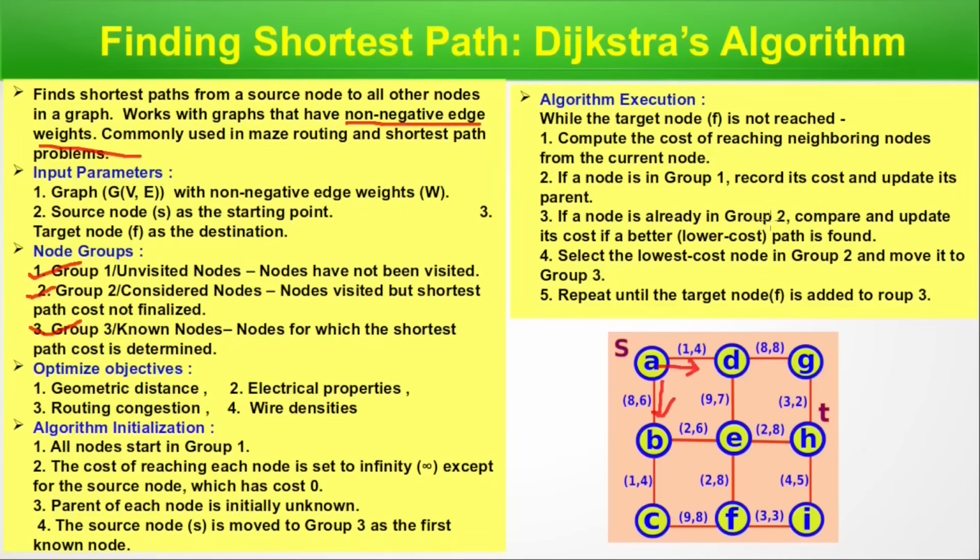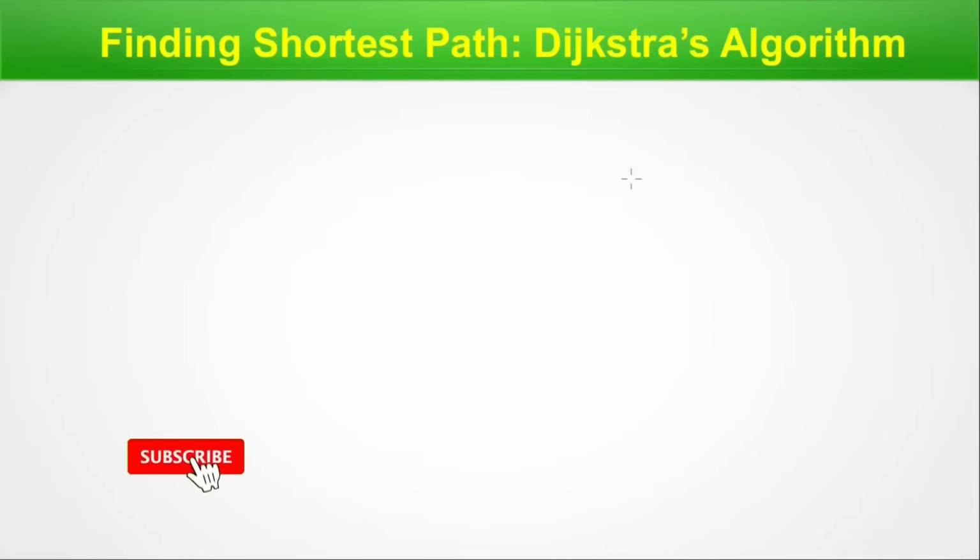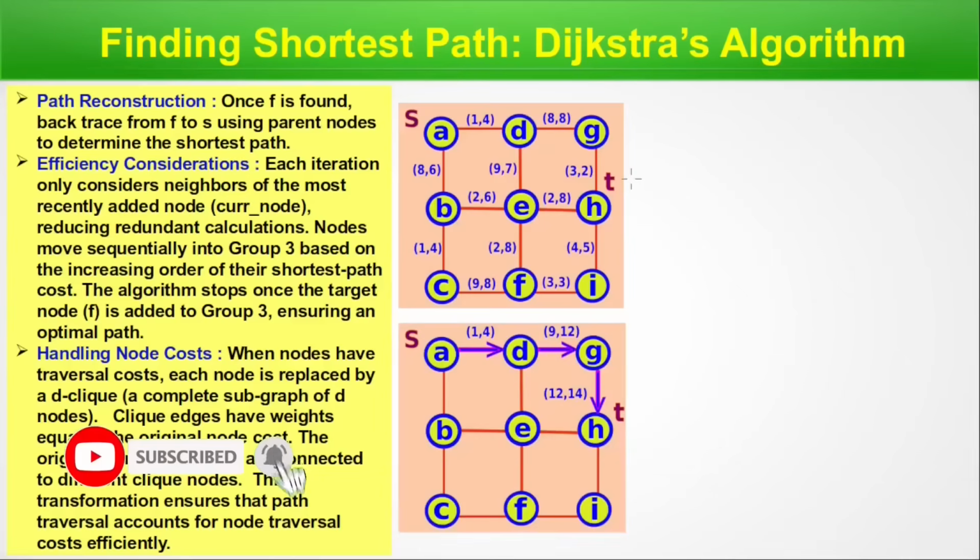If a node is already in group 2, compare and update its cost if a better or lower cost path is found. Select the lowest cost node in group 2 and move it to group 3. Repeat until the target node is added to group 3. This is the method. In the next slide, we will see how we can do it. So these are the prerequisite knowledge we need to understand Dijkstra's algorithm: input parameters, node groups, optimization objective, initialization and execution, how it's done. So we are done with this slide. We will move to the next slide where we will discuss how we can do it.